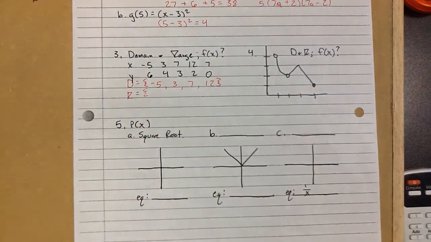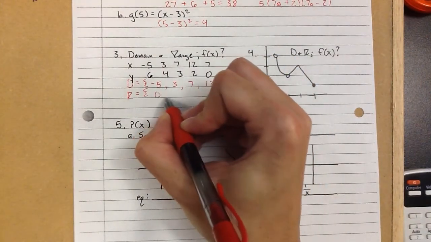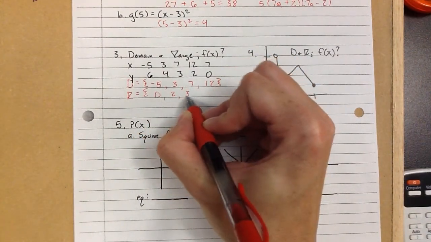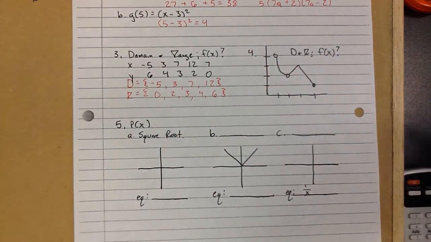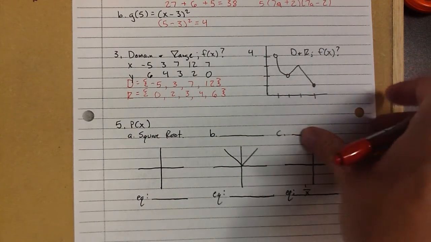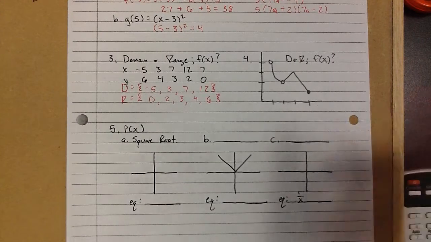Alright, what's your range? 0, 2, 3, 4, 6. Individual points give you individual numbers. Okay? Individual points give you individual numbers. Number 4, what's your domain?